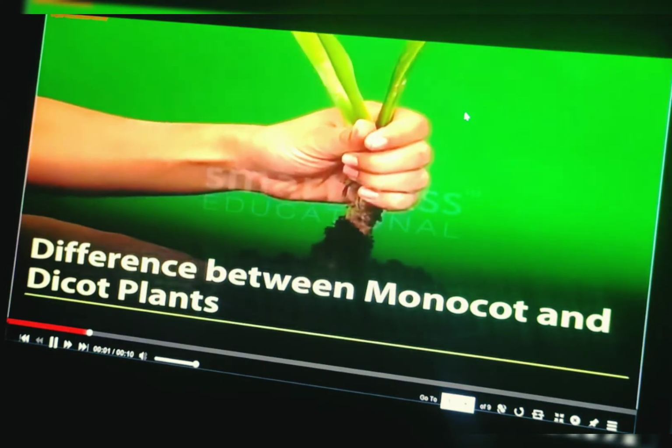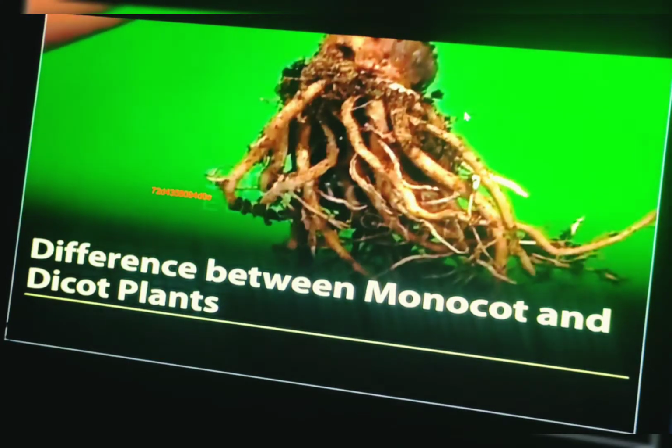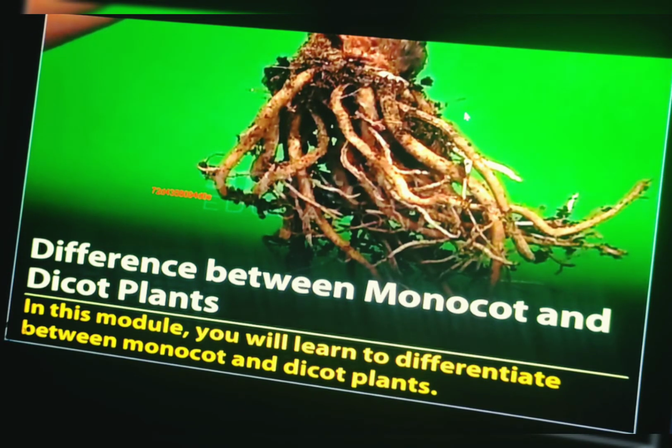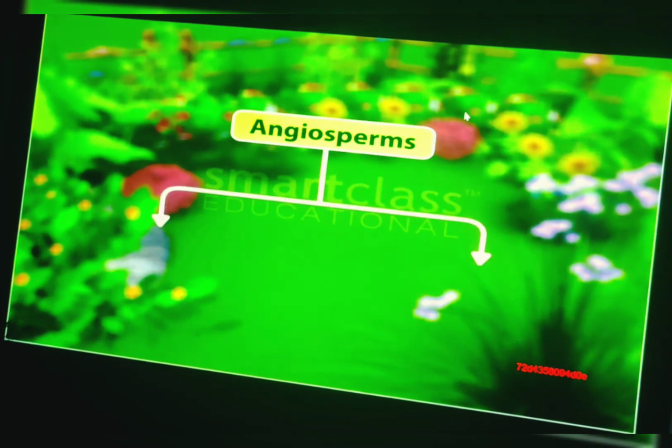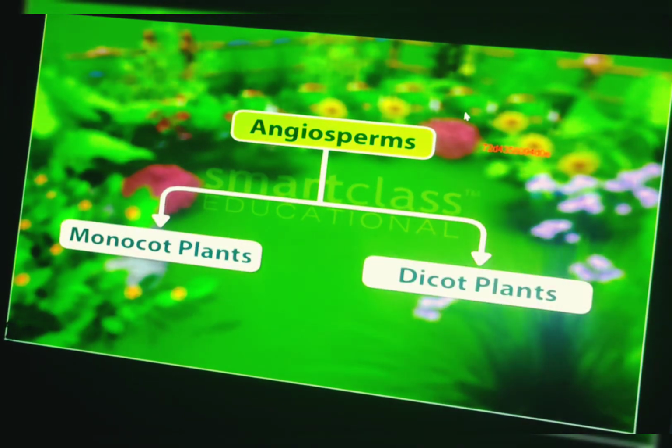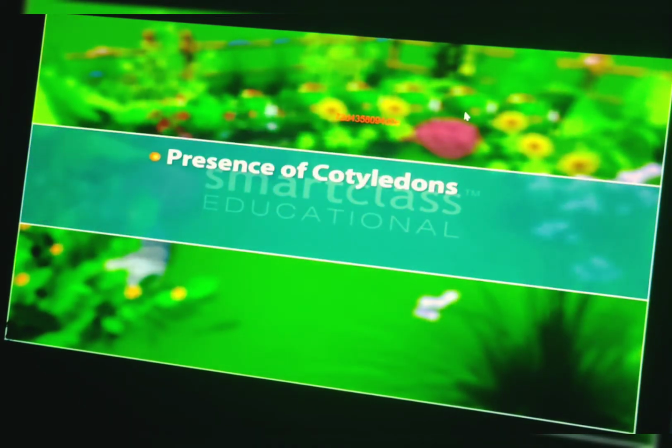Difference between monocot and dicot plants. In this module, you will learn to differentiate between monocot and dicot plants. Varieties of flowering plants that you see around constitute a major division of the plant kingdom, known as angiosperms. Angiosperms are broadly classified into monocot and dicot plants on the basis of their characteristics. Let us learn the different characteristics of monocot and dicot plants in terms of the presence of cotyledons, types of roots, and venation in leaves.